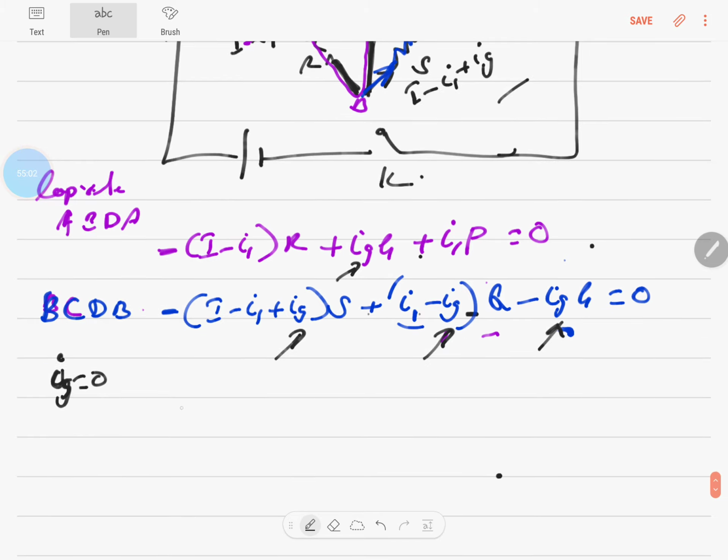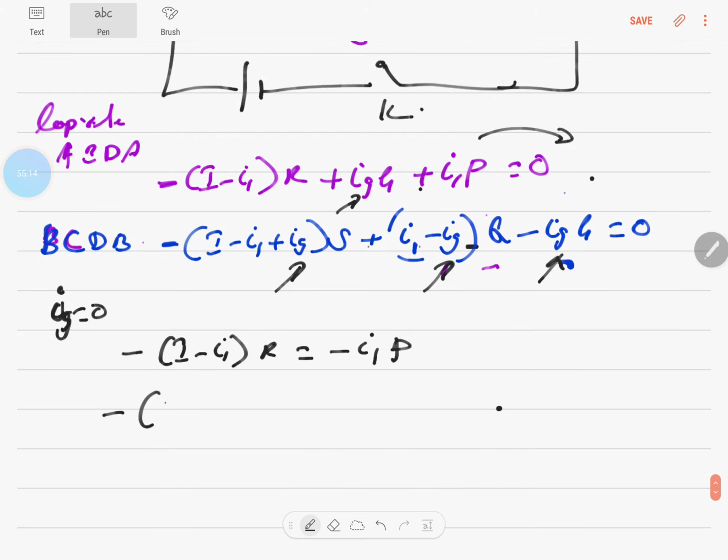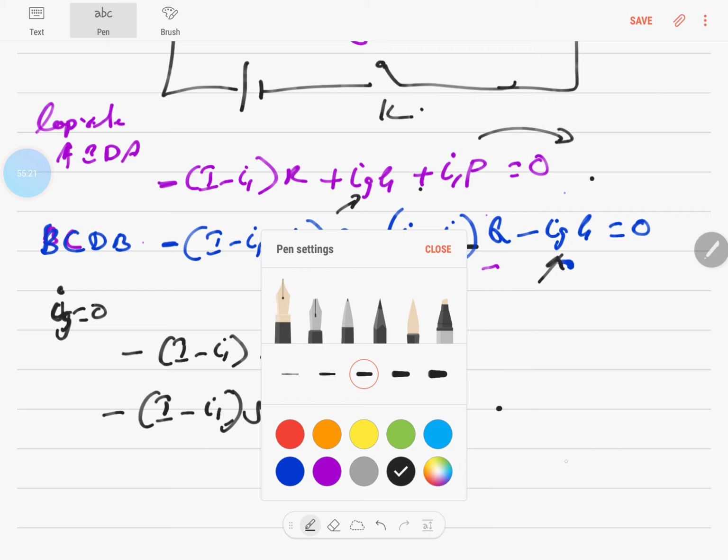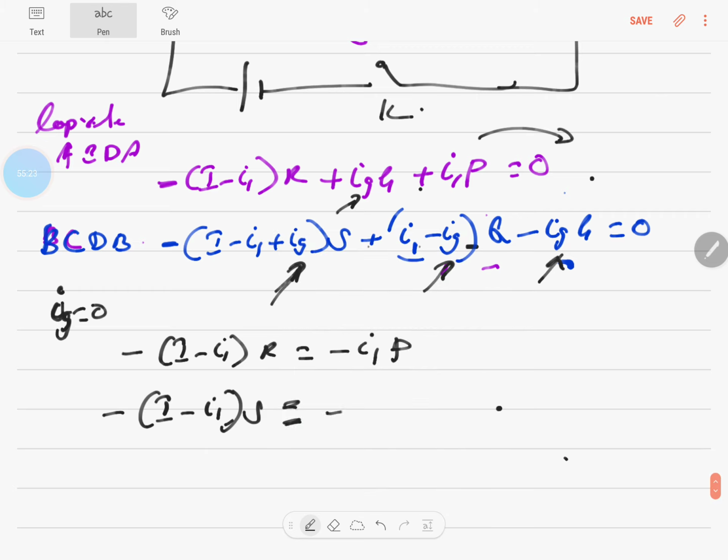So these two equations get converted into I minus I1 into R is equal to minus I1 into P, because Ig has become 0. Similarly, I minus I1 into S, because this Ig has become 0, is equal to minus I1 into Q, because this has become 0. I minus Ig again is 0, sorry. So I1 into Q.